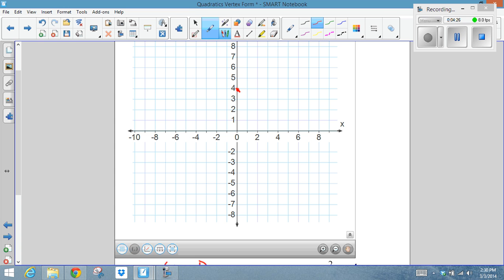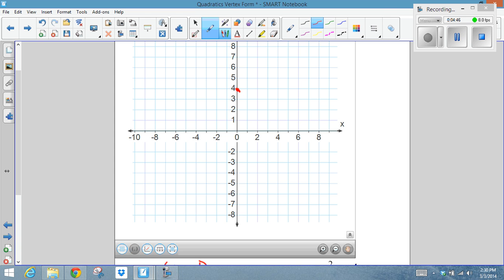Right there. And now we begin the process of figuring out some other points. I could make a chart and put some values in and find the y and graph the points, but that's really complicated and I'd rather not do it that way. So just like a line, a parabola has a certain pattern to it.